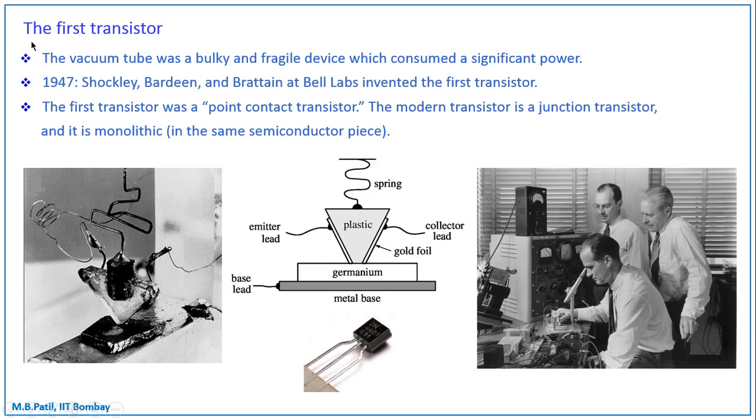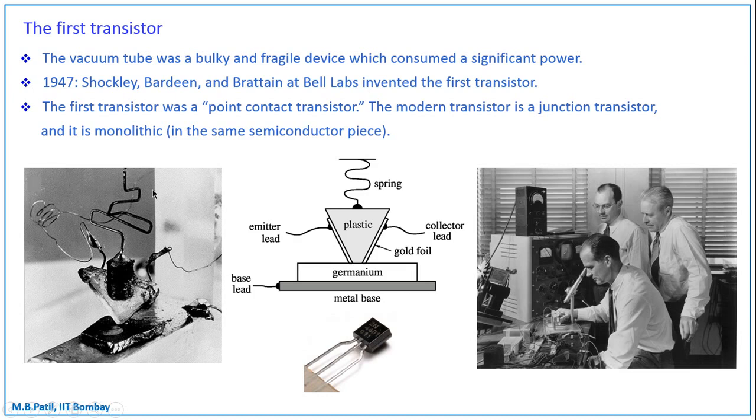Alright, so let us now talk about the first transistor and why was it required in the first place. The vacuum tube was a bulky and fragile device which consumed a significant power. So the US government, particularly the Department of Defense, was looking for a solid state alternative for the vacuum tube, and this job was given to Dr. Shockley at Bell Laboratories, this person sitting here. In 1947, Shockley, Bardeen and Brattain, this is Shockley, this is Bardeen, that is Brattain, at Bell Laboratories invented the first transistor.